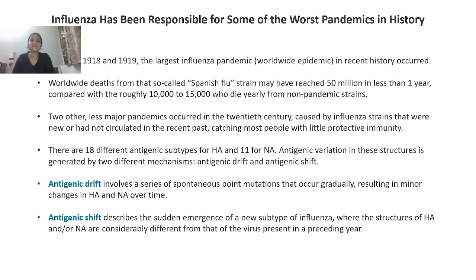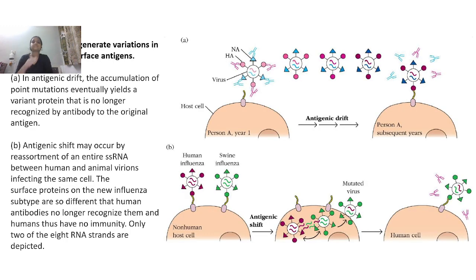But antigenic shift is the sudden emergence of a new subtype of influenza where the structures of H and NA are different from the virus present in a preceding year. So from the last year to this year, there is a sudden new subtype of influenza that emerges, and there is a complete change in the structure. So this antigenic shift is fast and rapid compared to the antigenic drift.